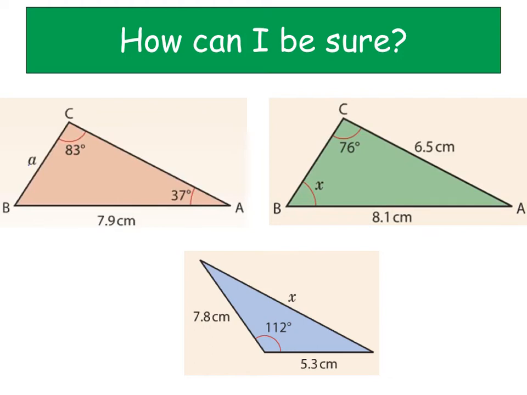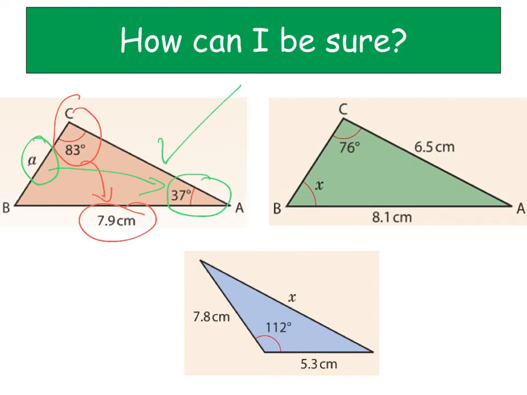So for example, in this first one on the top left, you can see that I have an angle here and a side opposite here, which is 7.9 centimeters. You can also see that I'm looking for this side here, and I have an angle opposite here. So I should use a sine rule on that. That would be a good one to use a sine rule for.